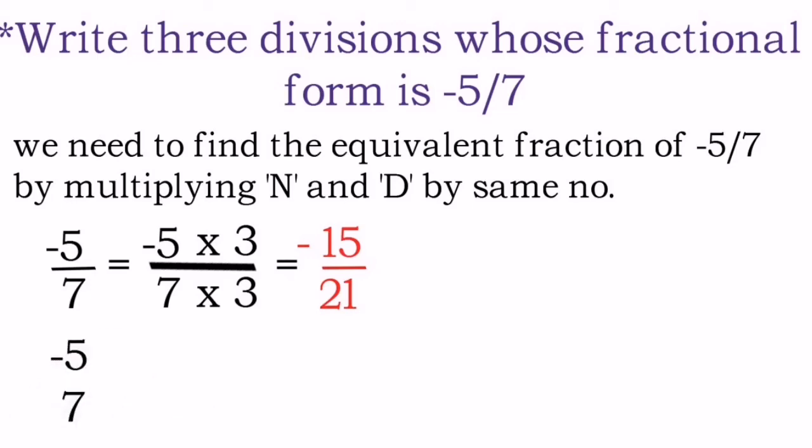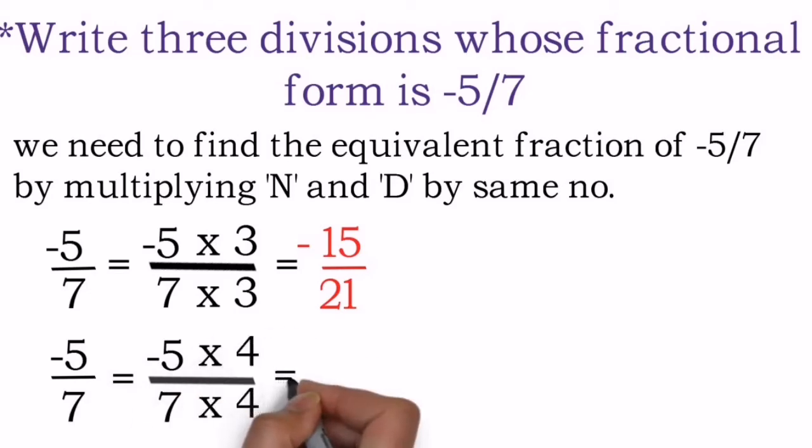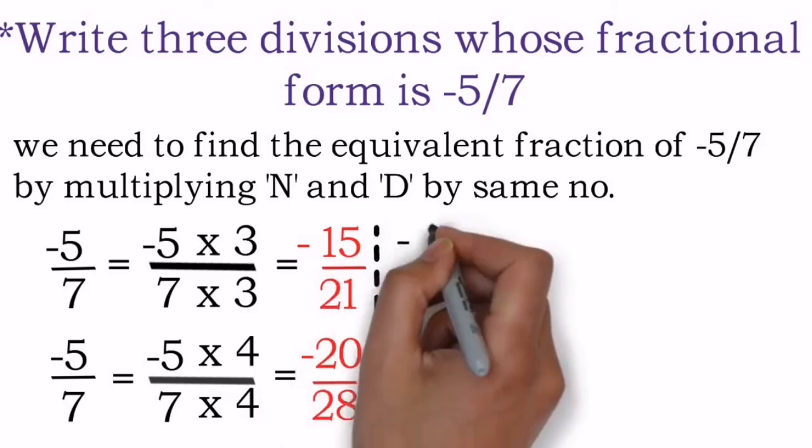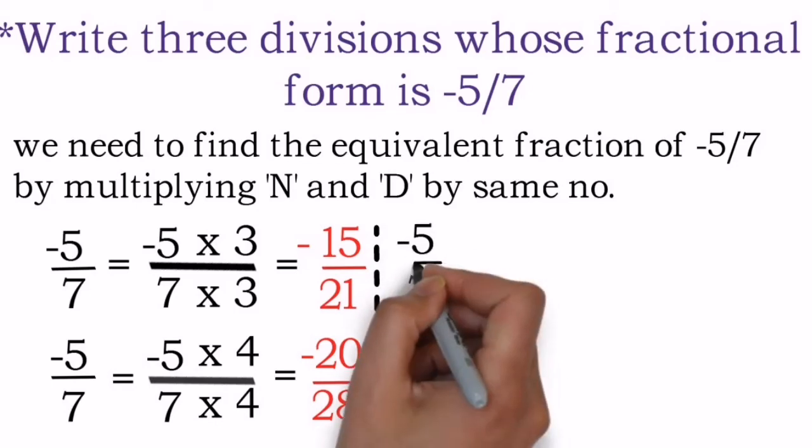And again, let me tell you one thing, do not choose 0 and 1, because 0 multiplied by any number gives 0. Okay, and if you multiply this fraction by 1, then you will get the same fraction. So avoiding 0 and 1, you can choose any number, whether it is negative or positive, doesn't matter. Okay, but then also you will get the answers. Now the second time I chose 4, that resulted in the answer minus 20 upon 28, correct?